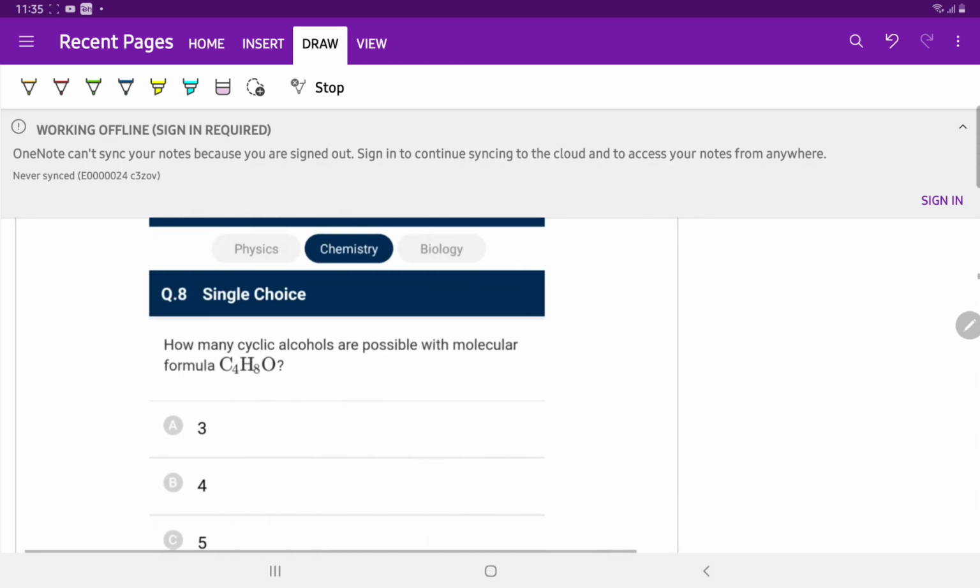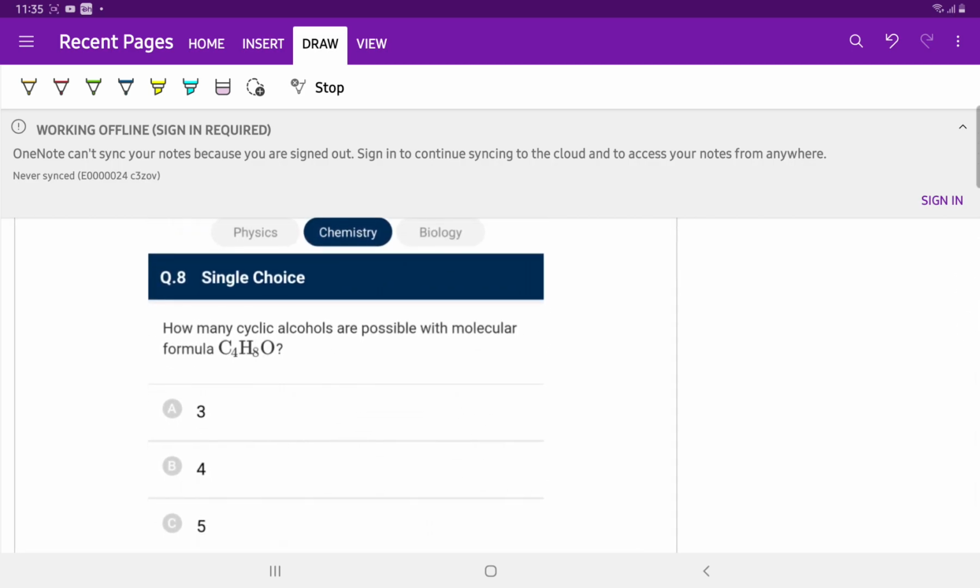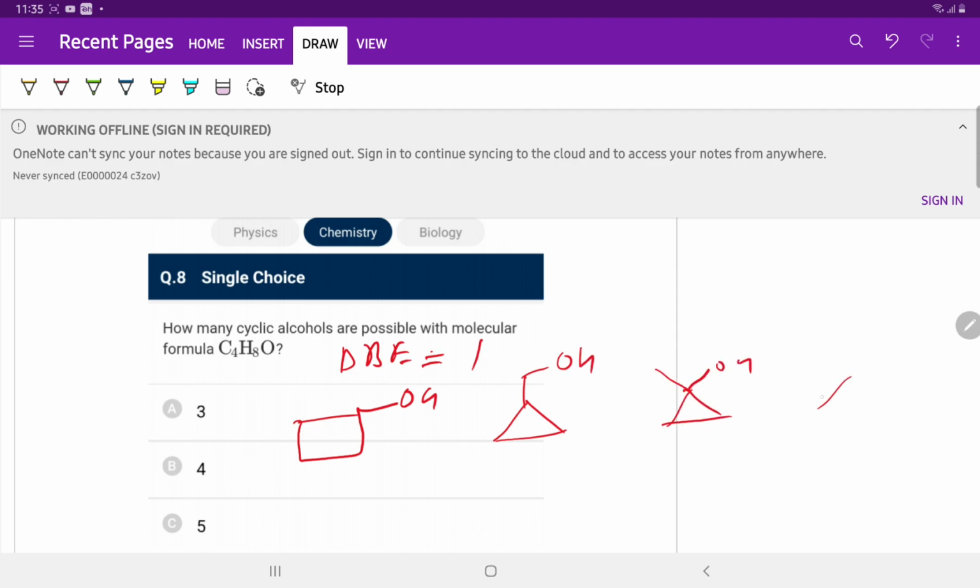Now we move to question number 8. How many cyclic alcohols are possible with molecular formula C4H8O? DBE is equal to 1. The simplest is cyclobutanol. The second one is 2-methyl cyclopropanol, the third one is 1-methyl cyclopropanol, and the fourth one is cyclopropyl methanol. So the answer is 4.